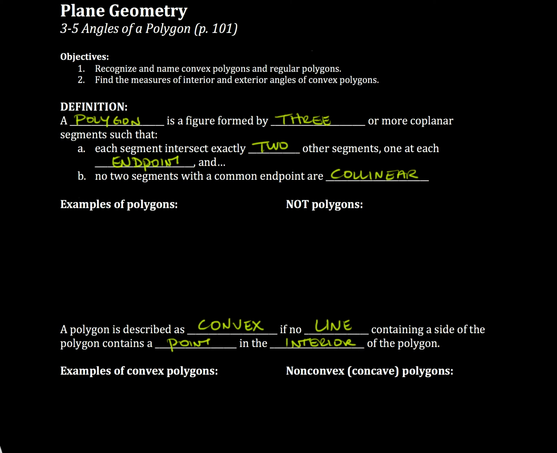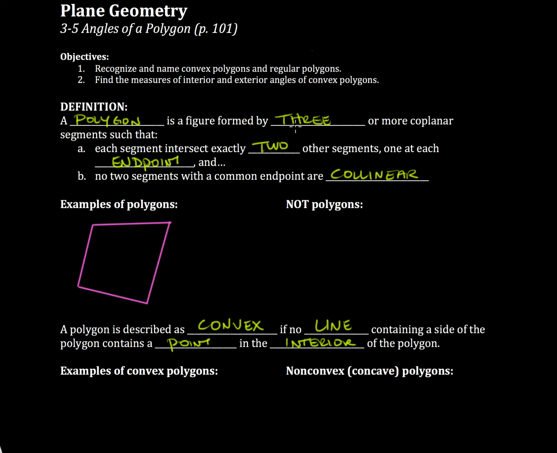So let's go ahead and start by drawing something that might match these definitions. Let's draw a polygon with four segments. It says three or more, so we'll go with four. First of all, we need to make sure each segment intersects exactly two other segments, one at each endpoint. So let's do 1, 2, 3, and 4. So let's make that last one actually intersect. Let's make it connect nicely. There we go. Okay, so let's take a look at this polygon right here.